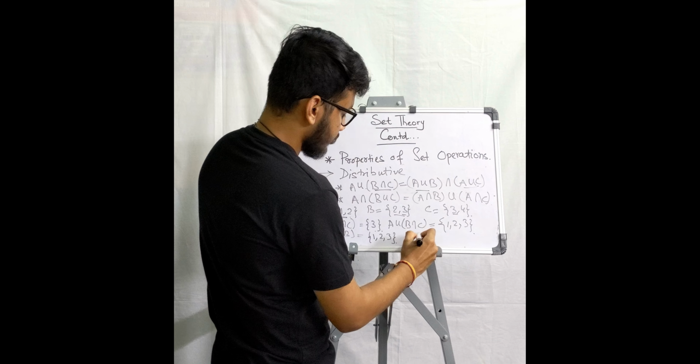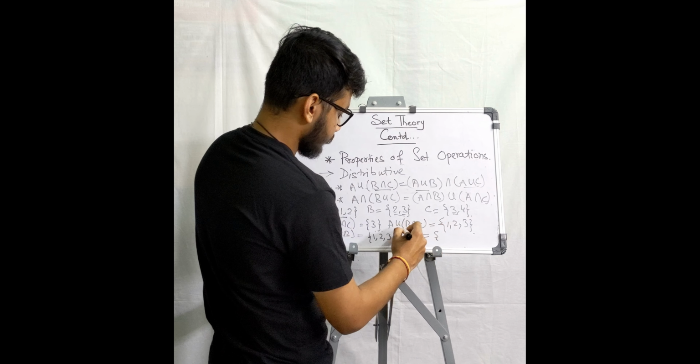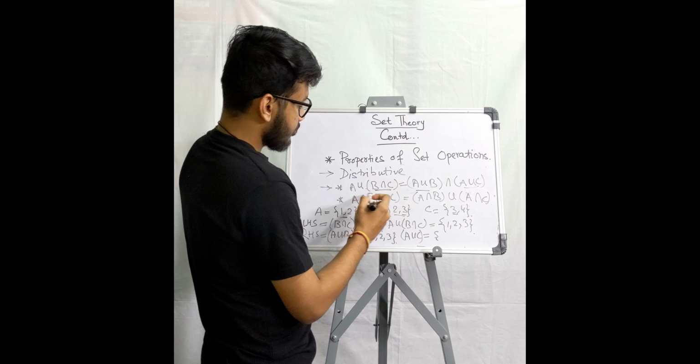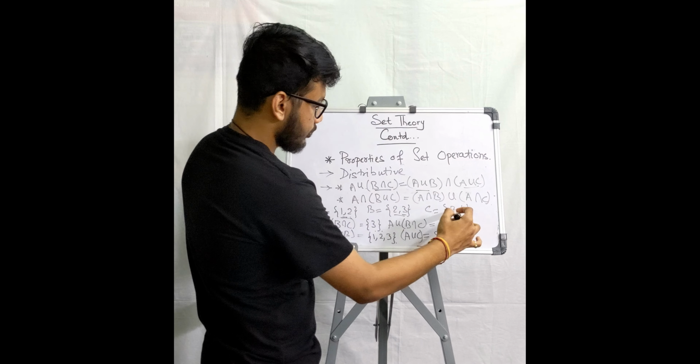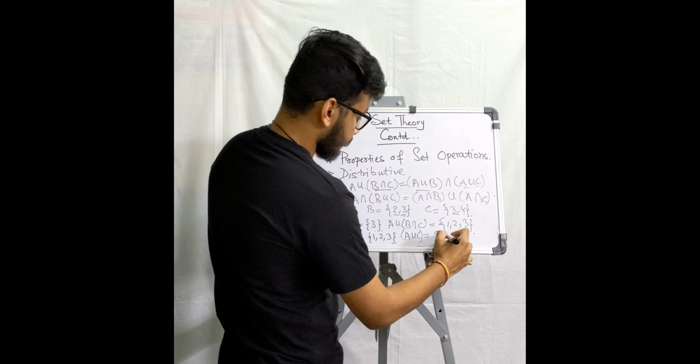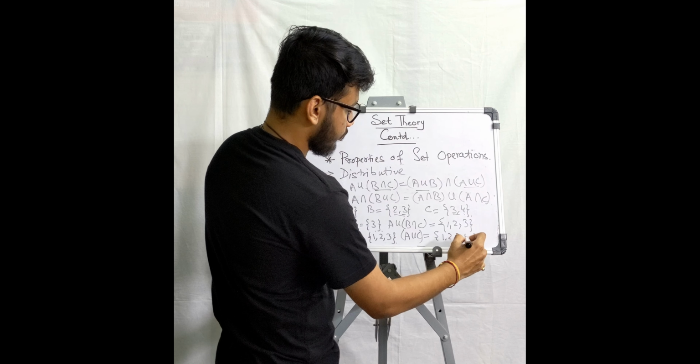A union C is this: 1, 2, and 3, 4. So it will be 1, 2, 3 and 4.